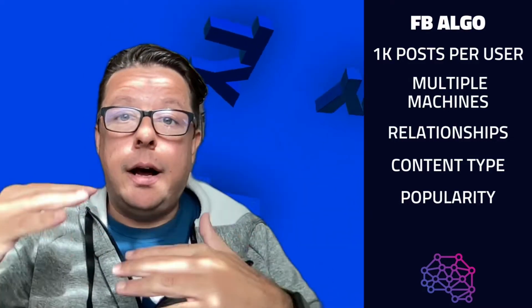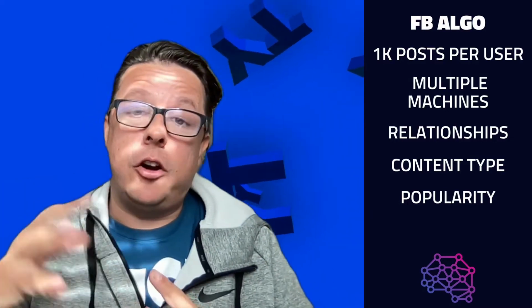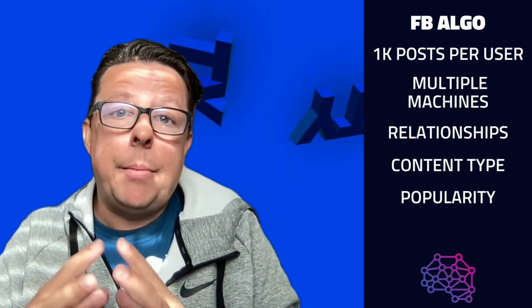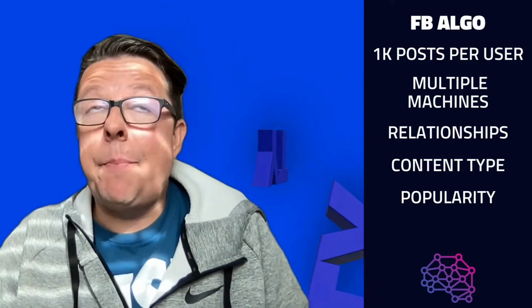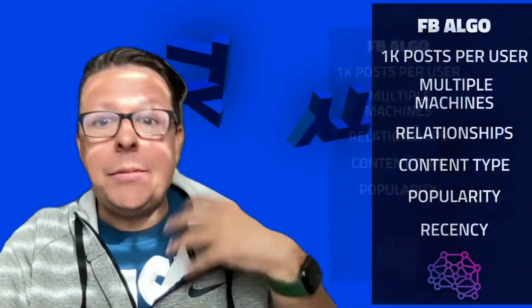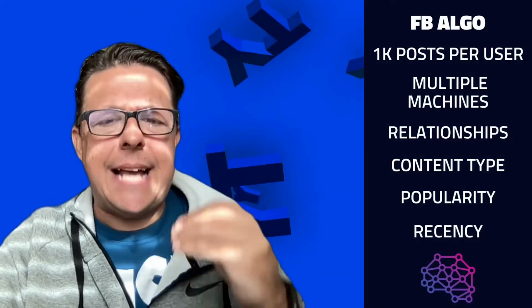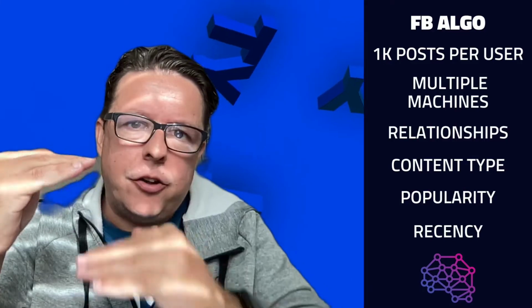They want to give you a healthy balance of posts that are active and popular and new incoming posts that have the potentiality of being popular. And then lastly, the recency. How recent is this post that has made it through all of these filters?